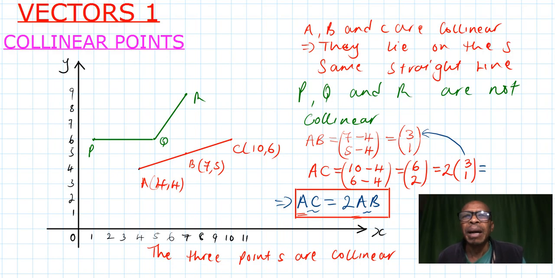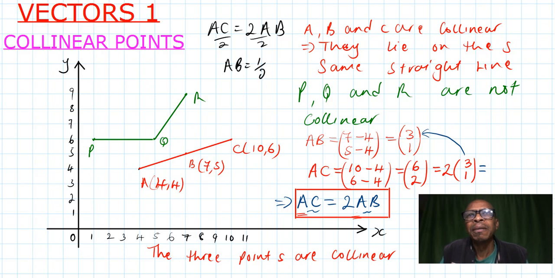Just to note that, since we are saying AC is equals to 2AB, if we divide by 2 here, you find that AB is equals to a half AC. You see now, a half here is a scalar. So we can express AB as a scalar multiple of AC, and they share a common point A. So that is how we conclude that the points are collinear.